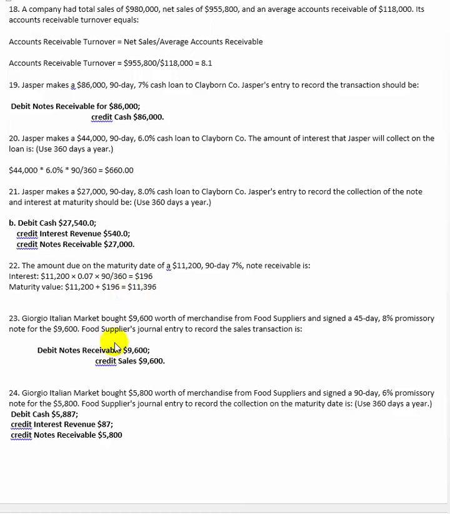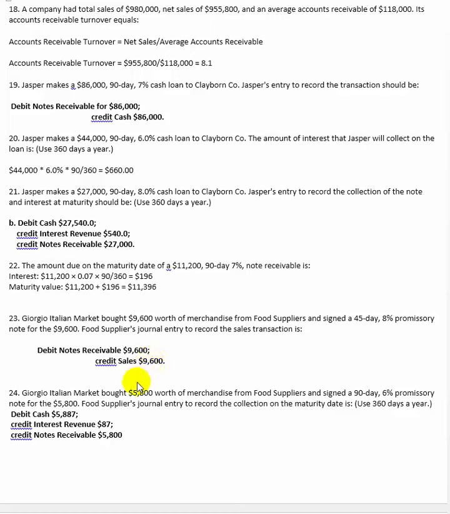$11,396. Number 23. Giorgio Italian Market bought $9,600 worth of merchandise from food suppliers and signed a 45-day, 8% promissory note for $9,600. Food suppliers' journal entry to record the sale is, we're going to debit notes receivable, Giorgio Italian Market, $9,600, and we're going to credit sales for $9,600.